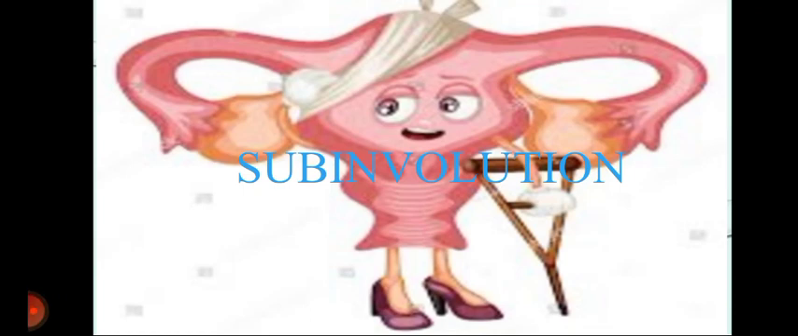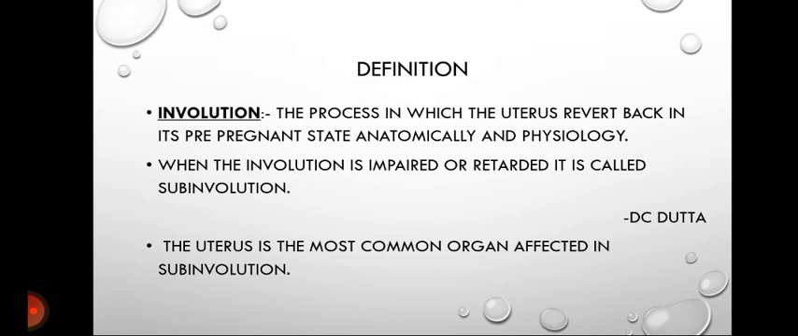In this video we are going to discuss the process of subinvolution. Subinvolution is a complication that occurs in the postpartum period. Let us discuss first about involution, then understand what subinvolution is. Involution is a process that occurs in the postpartum period after childbirth, in which the uterus, which has grown huge in size, reduces its size and reverts back to its normal pre-pregnant state, both anatomically and physiologically.